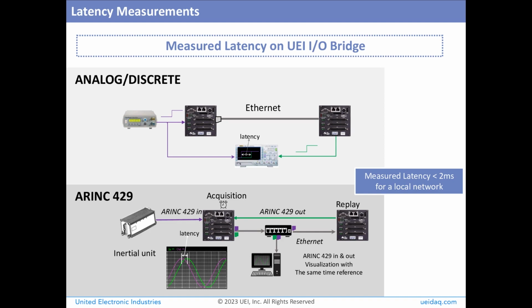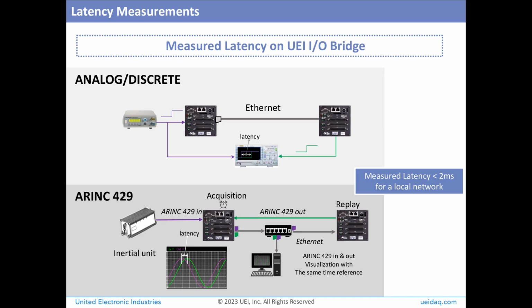We completed two of them, analog and discrete signals, and the second one on the bottom tests the ARINC 429 bus. Why don't we review the top one, the analog and discrete, first. On the left, we have a signal generator that sends a step to the acquisition bridge. The acquisition bridge acquires a signal and pushes the associated packet in the Vistas format on the Ethernet bus. The replay bridge receives this Vistas packet and generates the corresponding signal. Both these signals, the one by the generator and the one by the replay bridge, are simultaneously displayed on a scope. The delay between both can be easily measured.